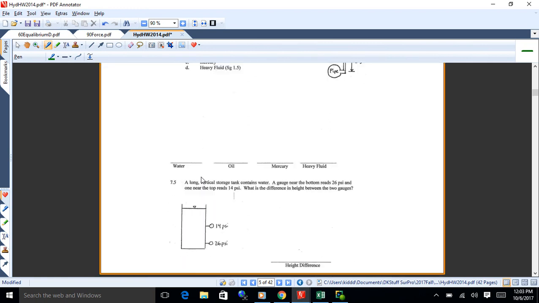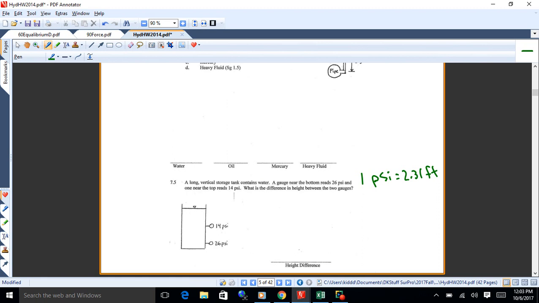Now this next one here, we've got pressure readings. So are we good on 7.5? Because you know that 1 psi is equal to 2.31 feet. So what you'd want to do there is convert those pressures into elevations.